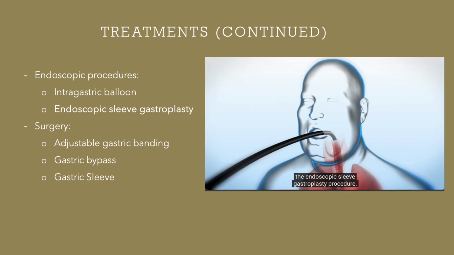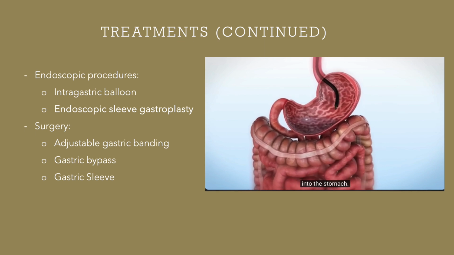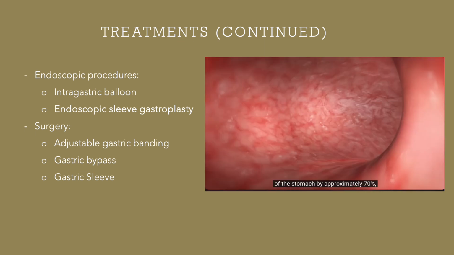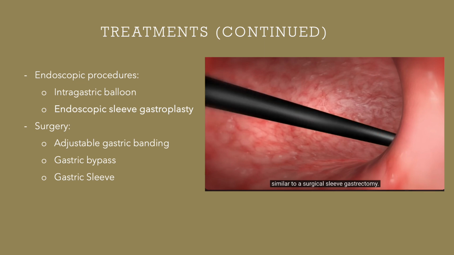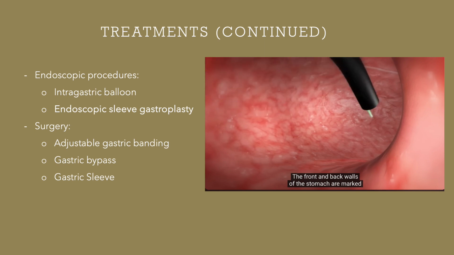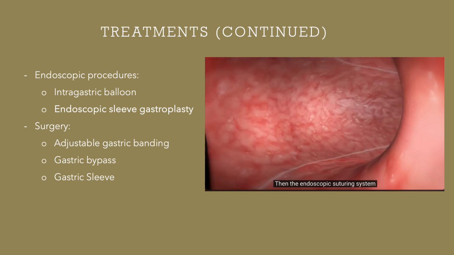The endoscopic sleeve gastroplasty procedure. The endoscope is inserted through the mouth into the stomach. The aim of this procedure is to reduce the volume of the stomach by approximately 70%, similar to a surgical sleeve gastrectomy. The front and back walls of the stomach are marked to help guide placement of the sutures.